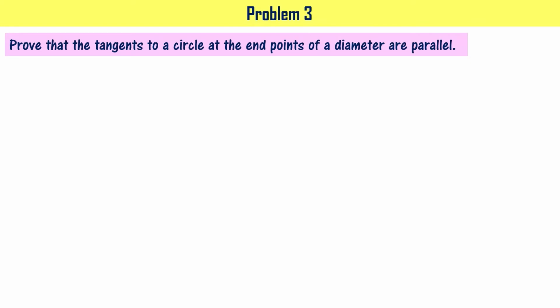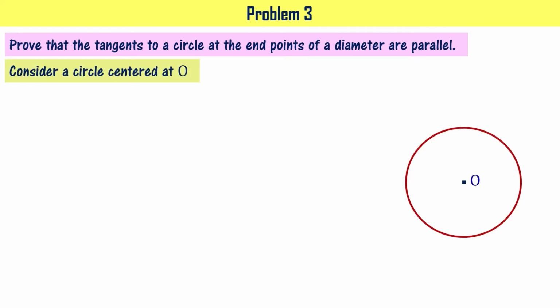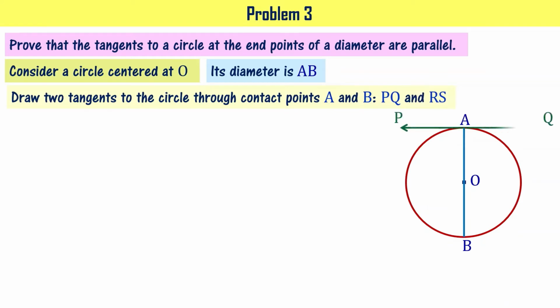Prove that the tangents to a circle at the end points of a diameter are parallel. Let's consider a circle centered at O as shown in the figure. Here, AB is the diameter of the given circle, right? Now let's draw two tangents to the circle through point of contacts A and B. Those tangents are PQ and RS as shown in the figure, right?